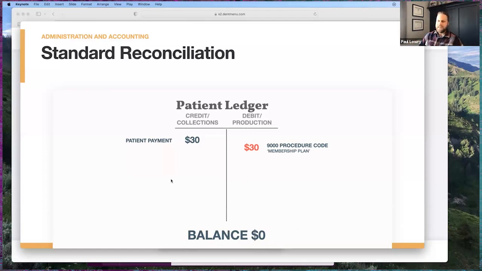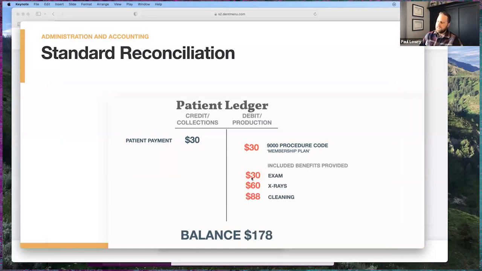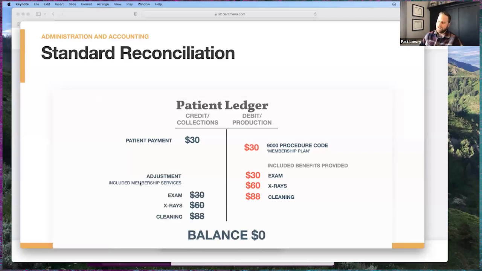Again, this isn't ideal because if you have 100 membership patients, this starts to be pretty cumbersome, but if you run it yourself, this is kind of what you have to do. Then when a patient comes in, Donald comes in, he actually gets his exam, x-rays, cleaning. There's balance created here because you actually did work. The challenge is on the other side of the ledger, you're not getting a payment from a patient. You're not getting a payment from insurance. So the only thing you can do is adjust the collections off.